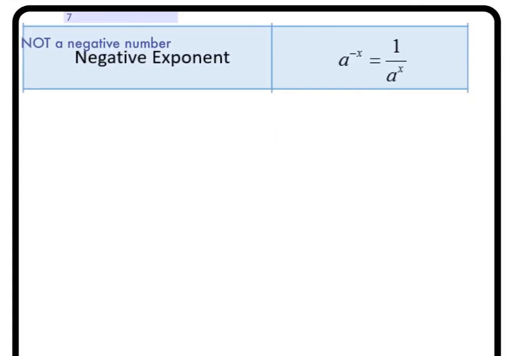Okay, and negative exponent. So negative exponent, remember you have a base to a negative exponent. We keep the base, but we do the reciprocal, which means we change it from numerator to denominator, and my exponent changes to 1.